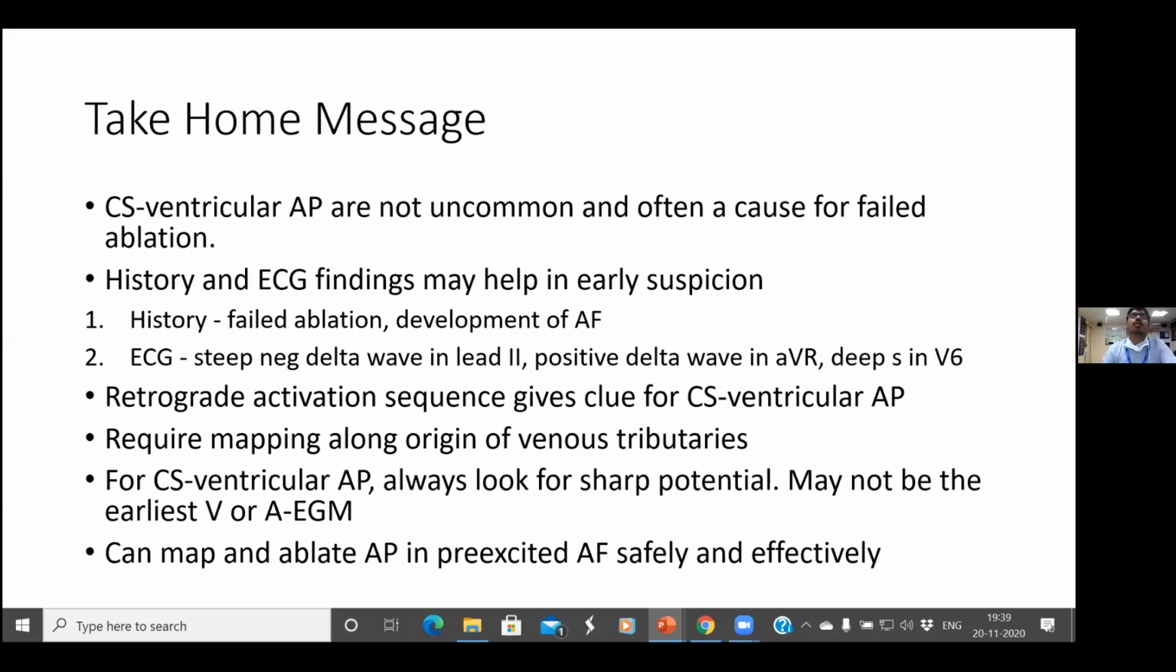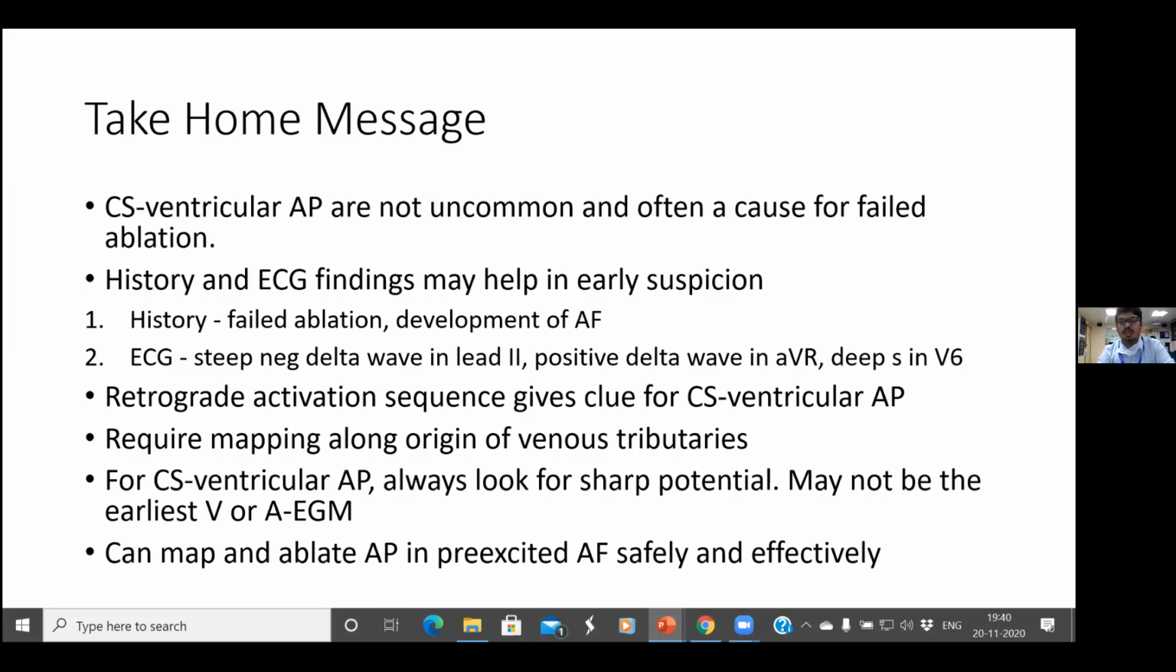And during the EP study, whenever one is suspecting a posterior accessory pathway or left posterior accessory pathway, it is very useful to look for the retrograde activation sequence to differentiate between a CS regular accessory pathway and a CS ventricular accessory pathway. In the regular accessory pathway, the activation of LA will precede the activation of CS, while in a CS ventricular accessory pathway, activation of CS will precede the activation of LA.